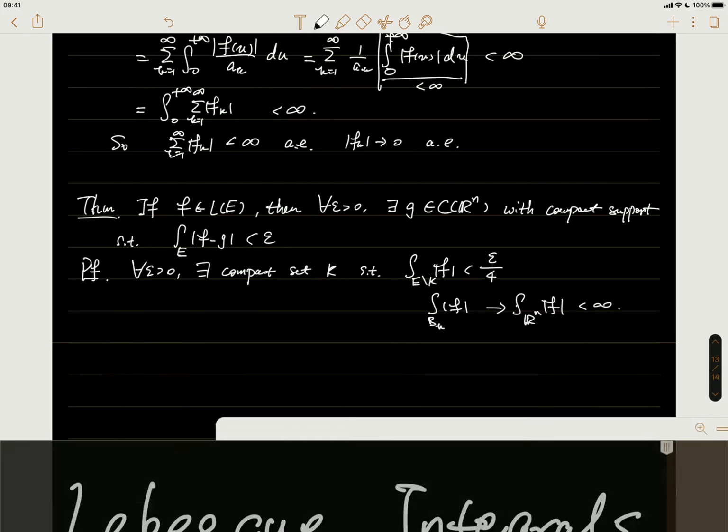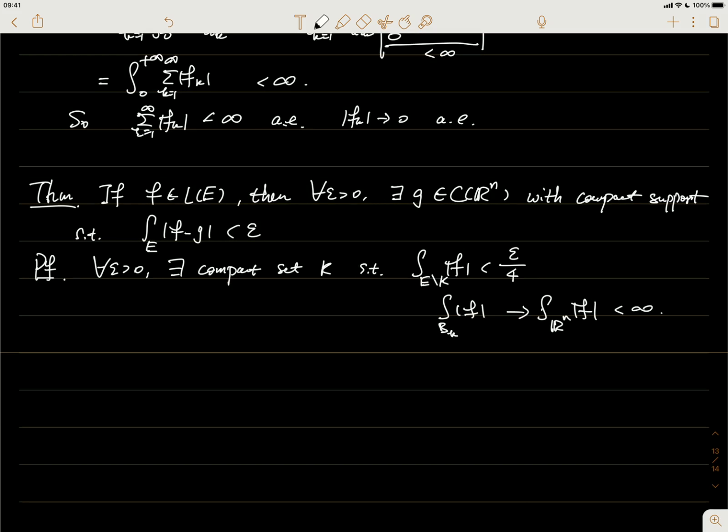So the integral over R^n minus bk of f should be going to 0. That means for k large enough, this will be less than epsilon over 4, and I just choose my compact set k to be this bk. Okay, so that's the reason. You should be very familiar with this now.